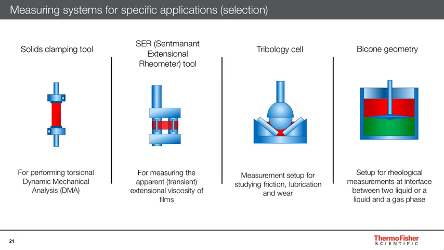The Sentmanat Extensional Rheometer tool extends the capabilities of a rotational rheometer towards extensional testing. A polymer film is clamped on two drums that then perform a counter-rotating motion. During the test, the polymer film is stretched and the resistance against extension can be measured.